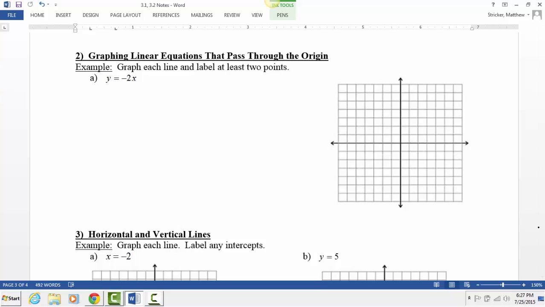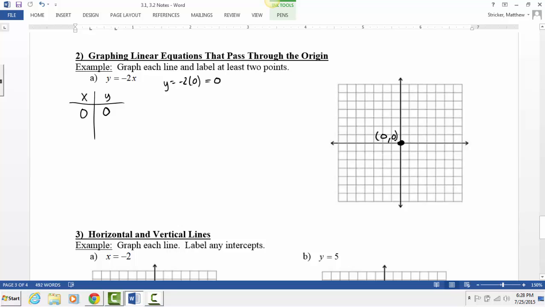We also talked about graphing linear equations that pass through the origin or pass through 0, 0. Notice if I were to plug in 0 for x into this equation, what do I get? I get y equals negative 2 times 0. Anything times 0, though, is 0. So this particular line does pass through the origin. 0, 0 is a solution.